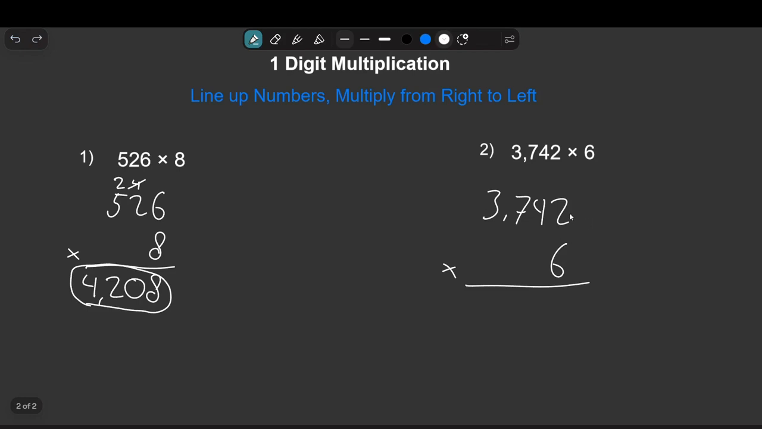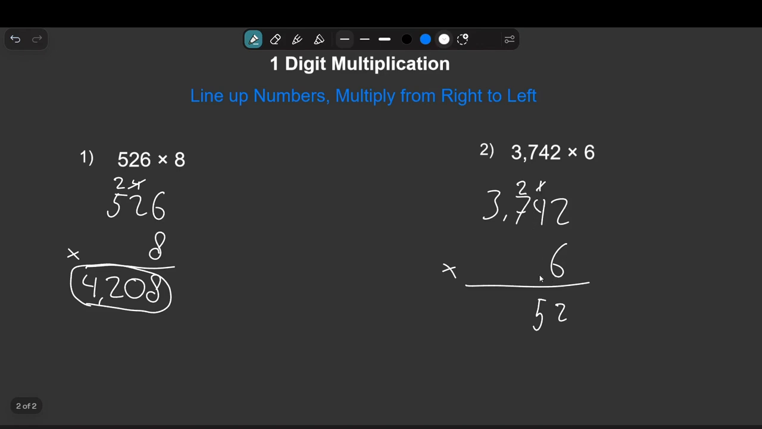So we have 2 times 6. 2 times 6 equals 12. So you guys know now we have to write 2 down here and take the 1 over here. Now we have 6 times 4, or 4 times 6. 4 times 6 equals 24. Now we have to add the 1, and 24 plus 1 equals 25. So we write the 5 down here, we cross off the 1, and we take the 2 over here.